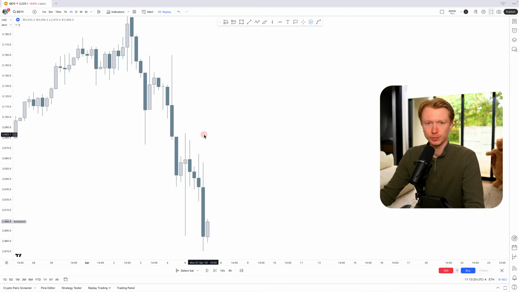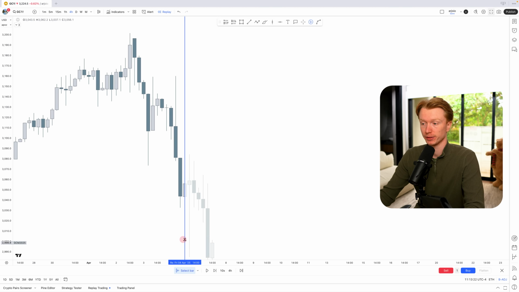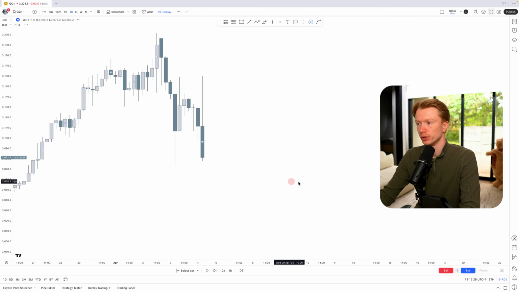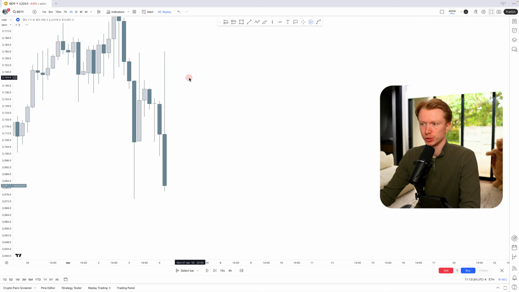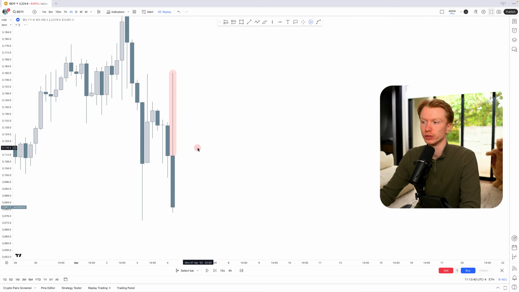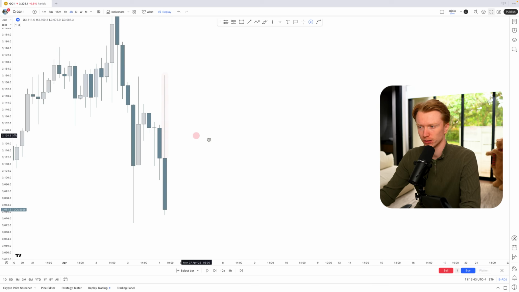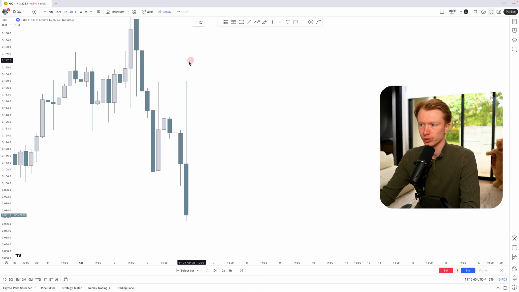Then on top of disrespect candles, we also have respect candles. Respect candles look something like this. Respect candles have a specific characteristic that disrespect candles don't have, and that is a long wick. A long wick either at the top or at the bottom. Now, usually these long wicks are in combination with PD rays. So for example, this long wick is coming from this swing high right there.